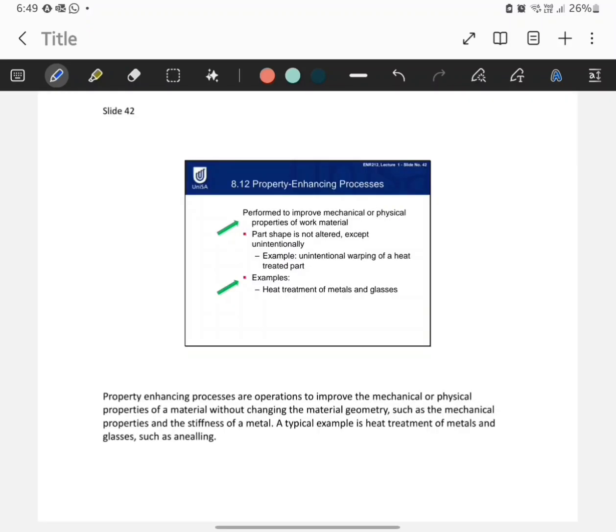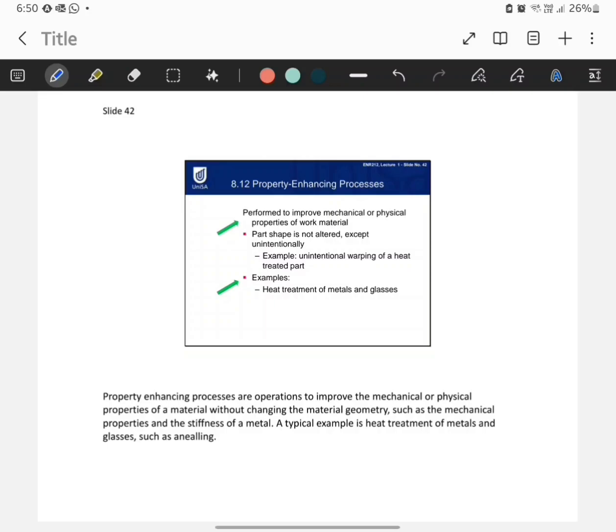And next we have a property enhancing process. Here I will explain how this process improves material properties like strength without changing the shape, by heat treatment. But first, let us discuss what property enhancing is. A property enhancing process aims to improve the physical or mechanical properties of material without altering their shape, as we said, without changing the shape or the look of the material.